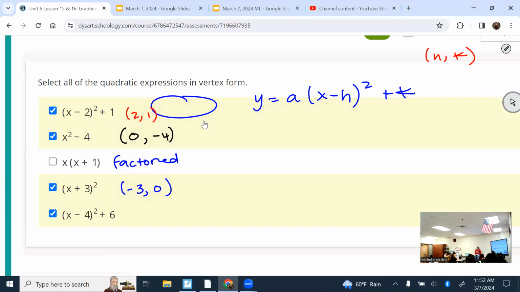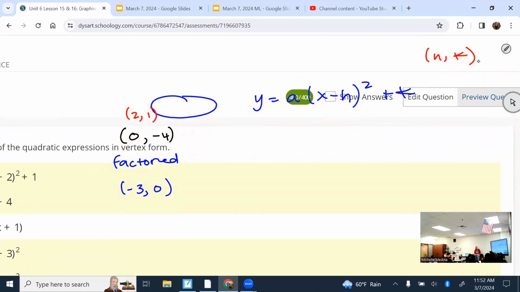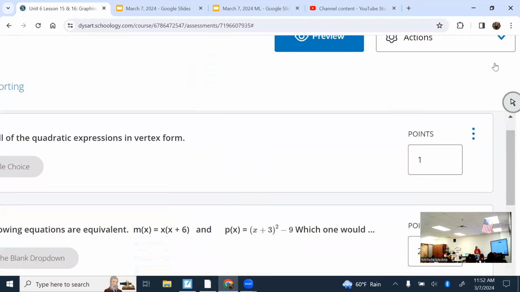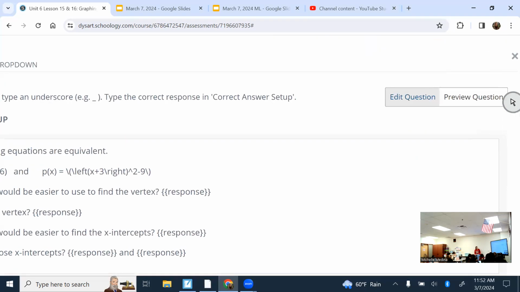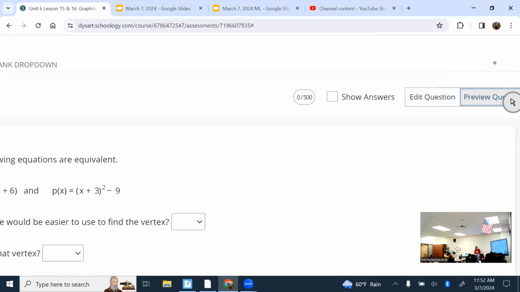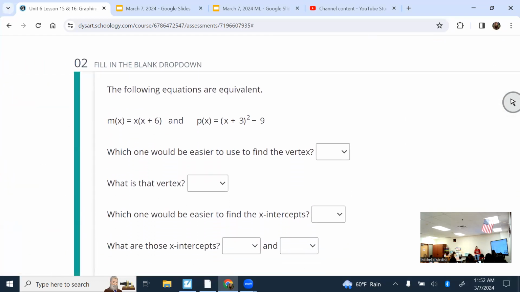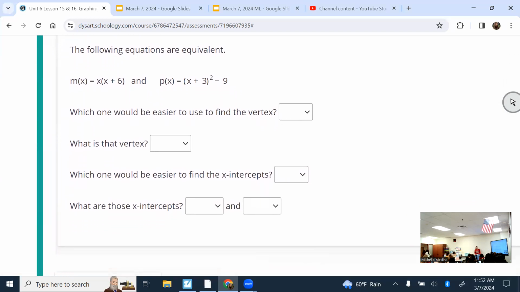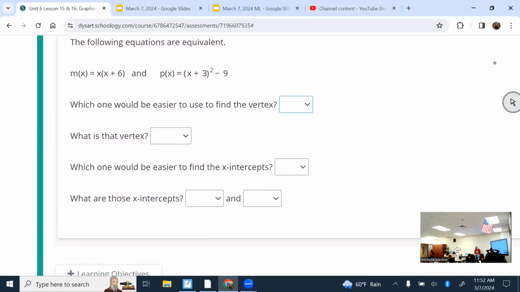So questions on that one? Questions on others? Number 2 on the same one. Okay. So number 2 on the lesson 15 practice, we have 2 different equations. We're trying to figure out which one would be easier to use to find the vertex. What do you guys think? Yes, because that one's in vertex form, and by definition, it's also in the name. When it's in vertex form, you can see your vertex really clearly.